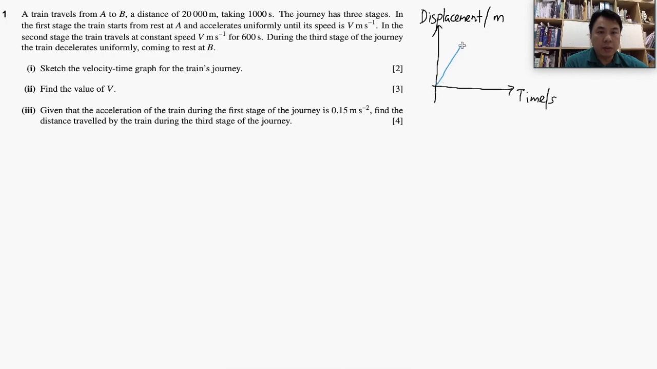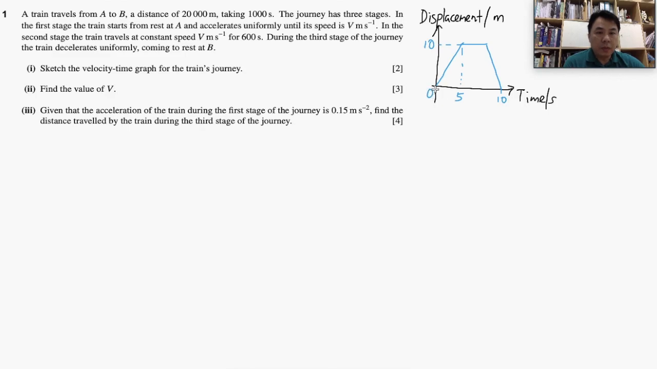How do we describe the motion of this object based on the graph given here? Maybe let's try to put some values onto this so that it's easier for us to analyze the motion here.